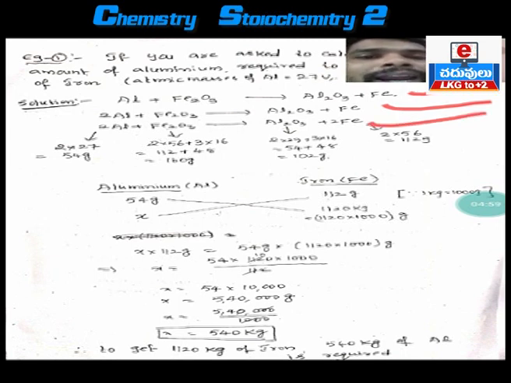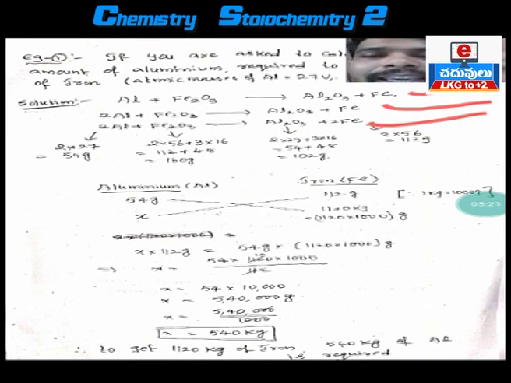Okay, if you add number 2 before iron, then the number of iron atoms become equal. So this is the balanced chemical equation. Here aluminum is balanced, iron is balanced, oxygen is balanced. So the first step is to balance the chemical equation. First you have to write the chemical equation and balance it.